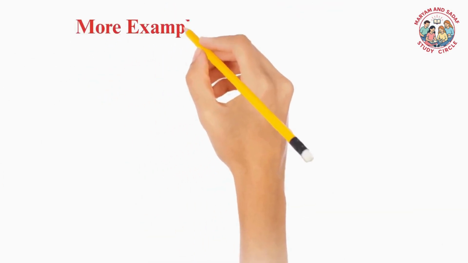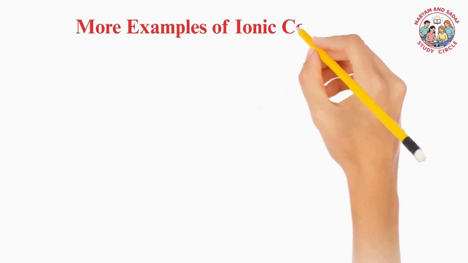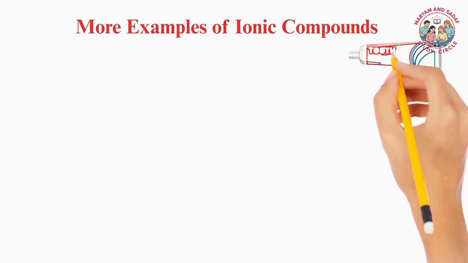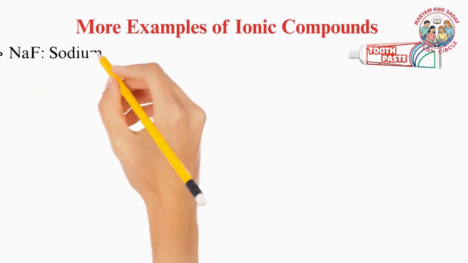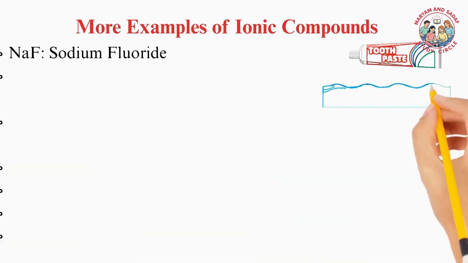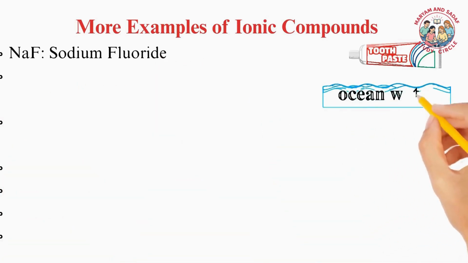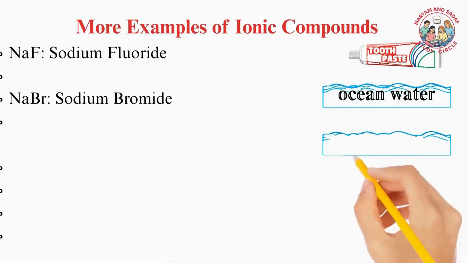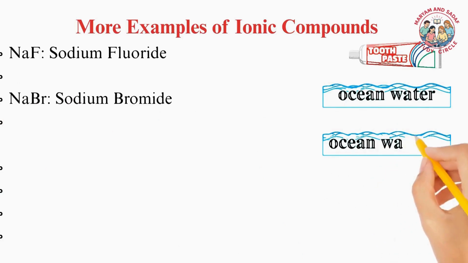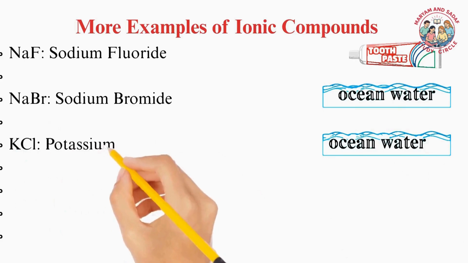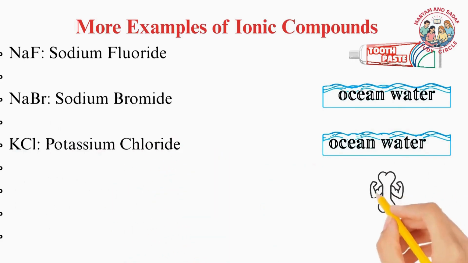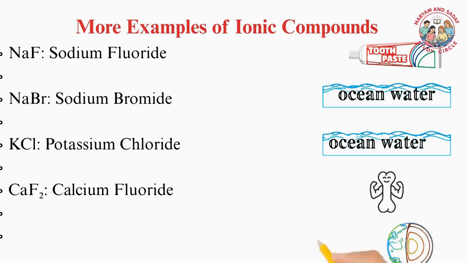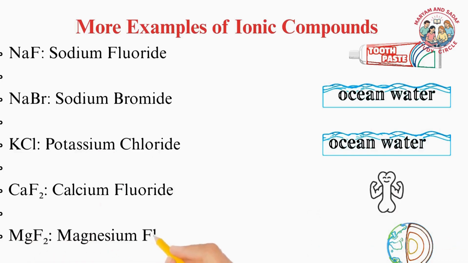More examples of ionic compounds. Sodium fluoride is found in toothpaste. Sodium bromide is found in ocean water. Potassium chloride is found in ocean water. Calcium fluoride is found in strong bones. Magnesium fluoride is found in Earth's crust.